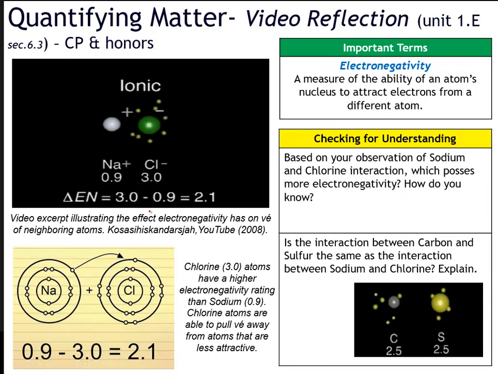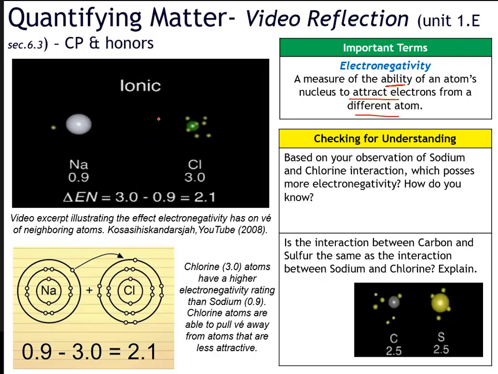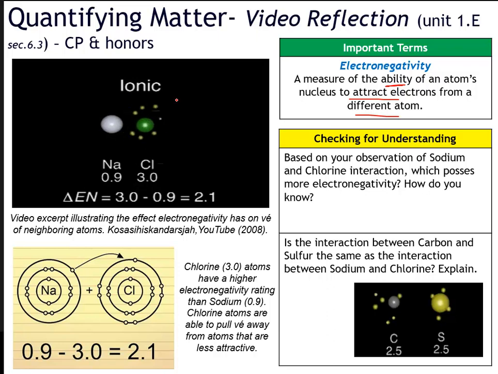The next trait that we looked at is electronegativity. Electronegativity measures the ability of an atom to take away electrons from another atom. And if you look at this little clip from the video that we've seen, notice that chlorine is essentially taking away an electron from sodium.